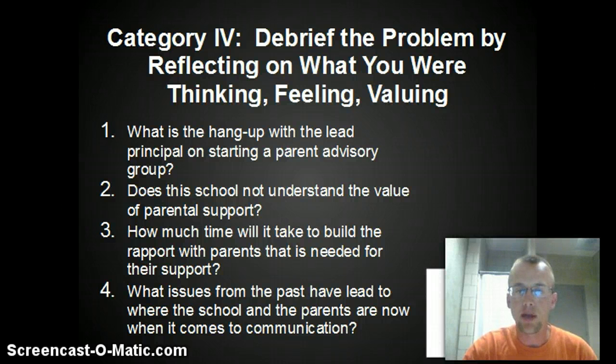Number 3, how much time will it take to build the rapport with parents that is needed for their support? There's been a wall put up between the school and the parents in this case. We need to tear down that wall, and we need to find out how to do it. And it's going to take time, but it's not going to happen overnight. So the parents need to know how much the school is supporting this decision of starting this group.